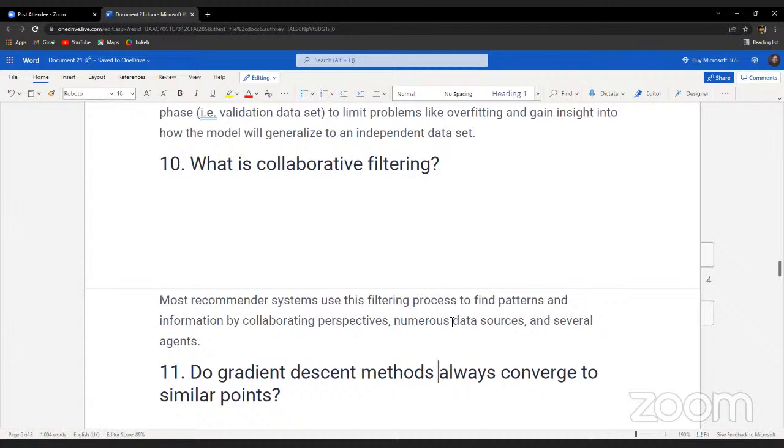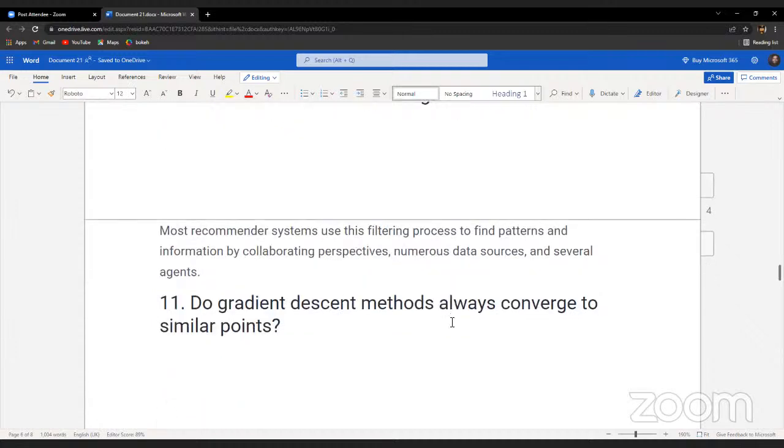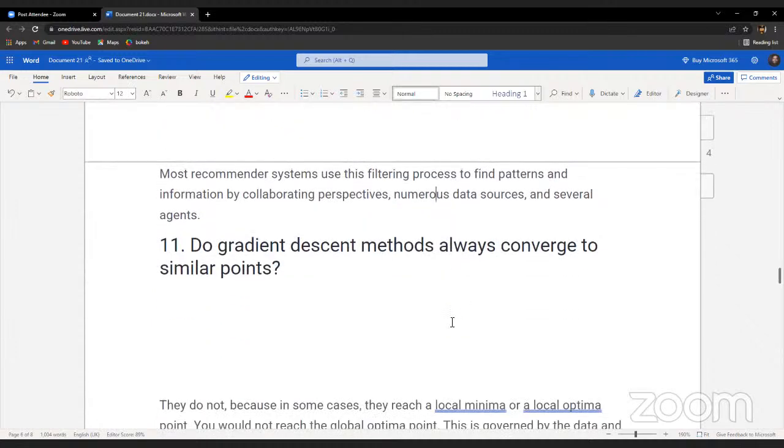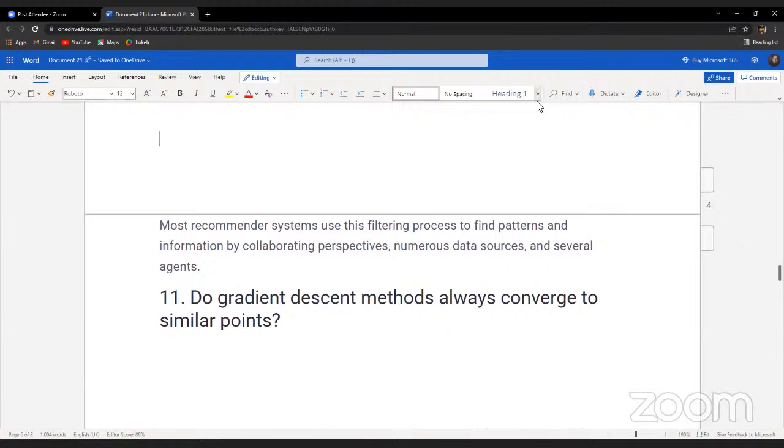So, as we jump into the next question, do gradient descent methods always converge to similar points? Do they? If anyone knows the answer, ping me in the chat box and we'll discuss the answer within a minute.